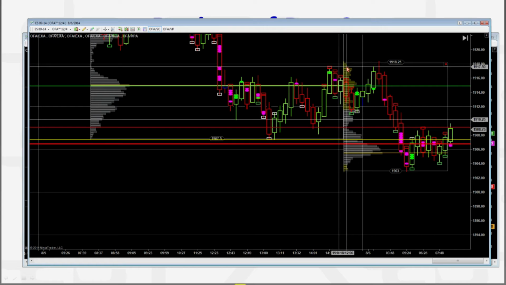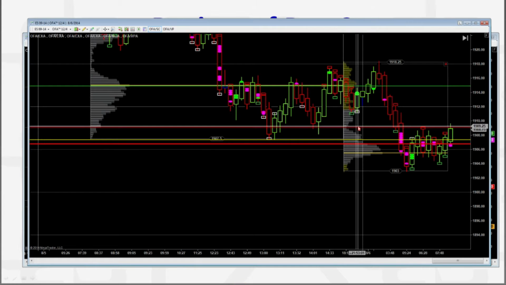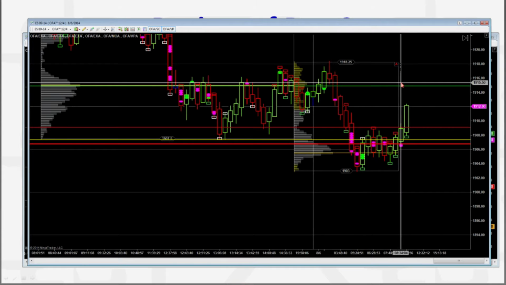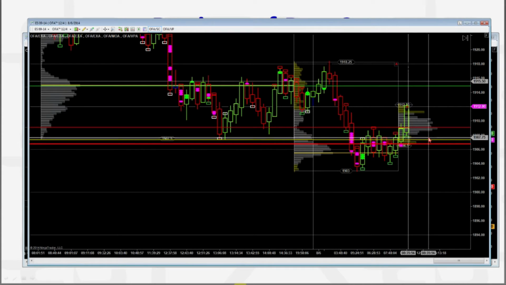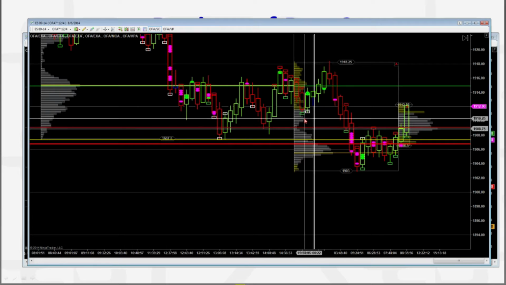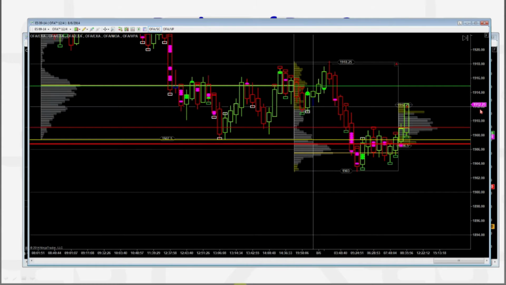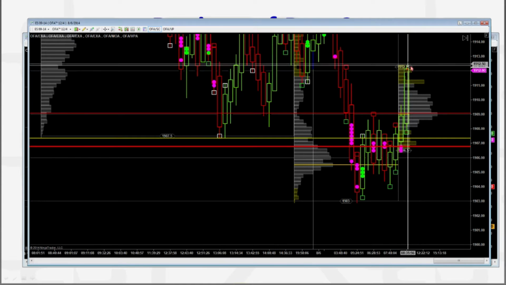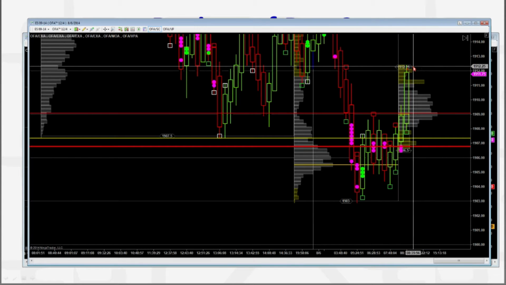This is the overnight profile. You can see the low volume area right here. And then we're starting a new profile. You can see right now VPOC is sitting right on top of this low volume area, filling in relatively nicely. And this is another instance where the profile does not look finished to the upside.